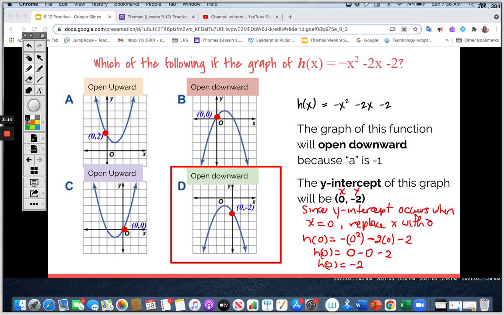So what we just proved was that when x is 0, y is negative 2. So the point (0, negative 2) exists, and since x is 0, it has to be the y-intercept of the function.